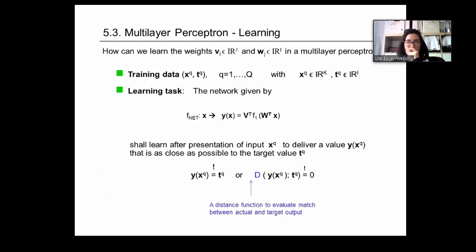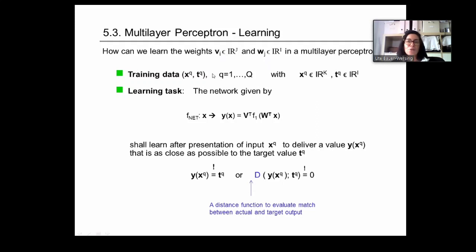So this was the architecture, the model definition. The next step that we are taking is: how do we learn with these models? How do we learn the weights of the output neurons, the V_i, and the weights of the hidden neurons, W_j?